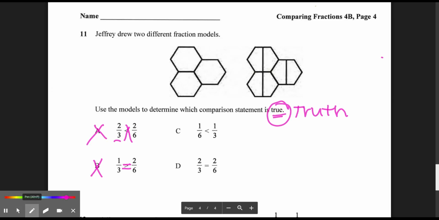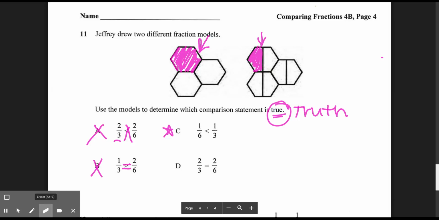All right, C says 1/6, and it's pointing to 1/3, so it's saying less than. 1/6 is less than 1/3. Well, our sixths are over here, so 1 of the sixths is less than 1 of the thirds. Well, 1/6 is just half of one of those hexagons, and 1/3 is a whole hexagon. So this 1/6 right here does look like it's less than 1/3. So this looks like our true statement.